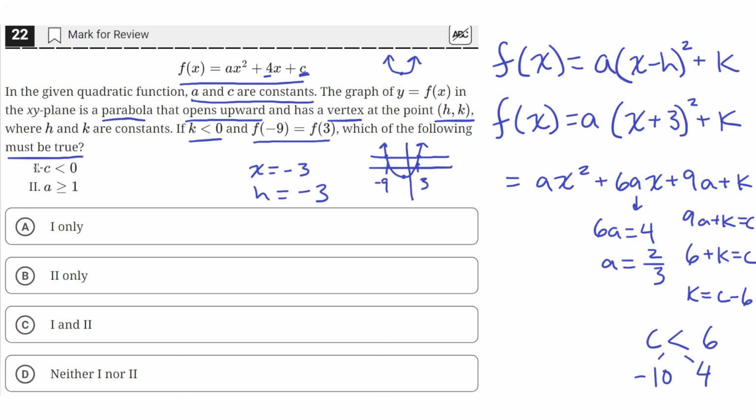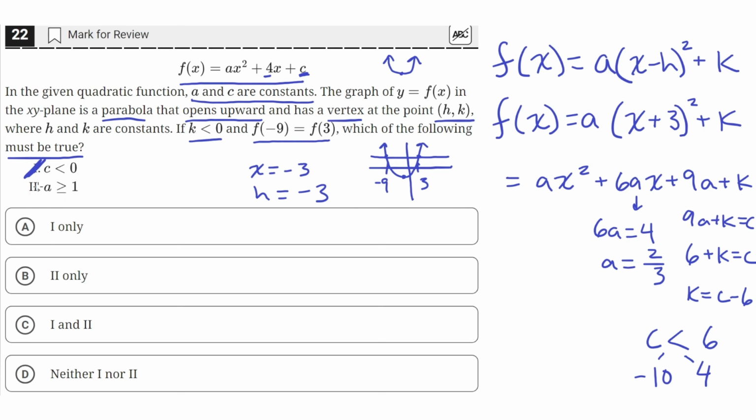So that means we can rule out this answer A here. Because answer A is saying that c is always less than 0, which means c is always negative. But we can see here that c can be positive numbers, like 4. So c can be anything less than 6, so it can be equal to some positive numbers. So we can rule out answer A here, or the first answer.